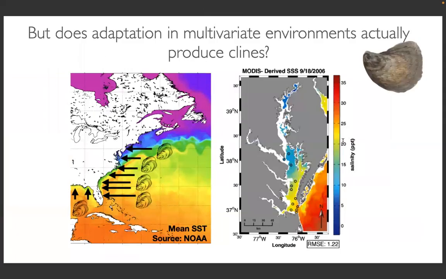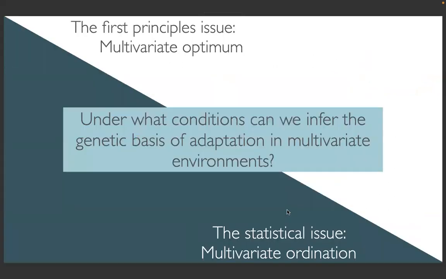But does adaptation in multivariate environments actually produce clines? A lot of these methods in theory are based on single locus, single environment models. For example, I work in oysters that adapt to very steep temperature gradients across wide spatial scales, as well as gradients of salinity and disease on smaller spatial scales within estuaries. And so the overarching goal of this research is to understand under what conditions can we infer the genetic basis of adaptation in multivariate environments.